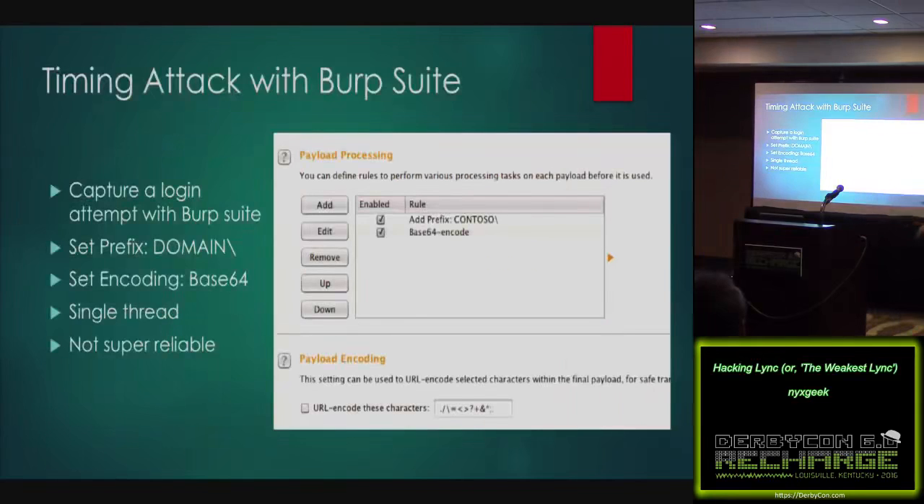You can do the timing attack with Burp Suite. It's not as reliable as doing it another way, which is with Python or the bash script, but it's easy. It's got a GUI. So add a prefix and then base64 encode, and also make sure you drop out the payload encoding, because that will screw you with the base64.